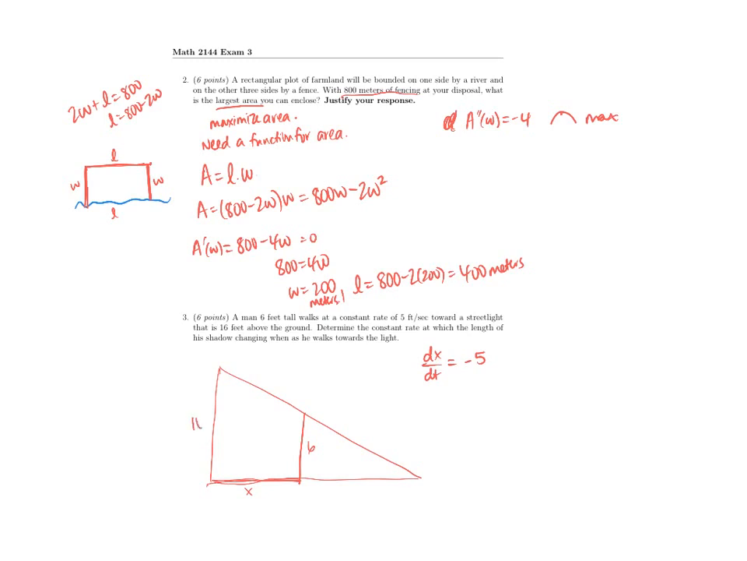And this is 16 feet high. And then I want to know the constant rate at which the shadow is changing. So the shadow is this length here. And so I'll call that y. Okay, and so how can I have a relationship between x and y? Because I want to find dy/dt.